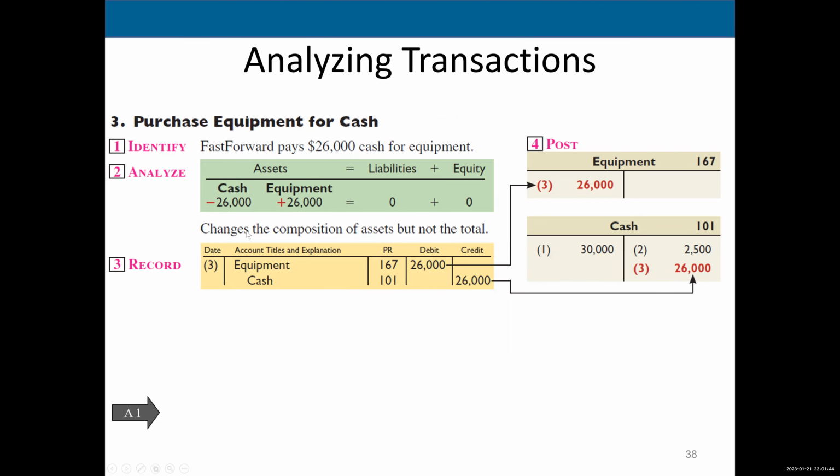Now, once we do the journal entry, we're ready to post to the general ledger. We do it one line at a time. Equipment, debit of 26,000. And then here we've got cash, credit, 26,000. So cash, credit, 26,000.